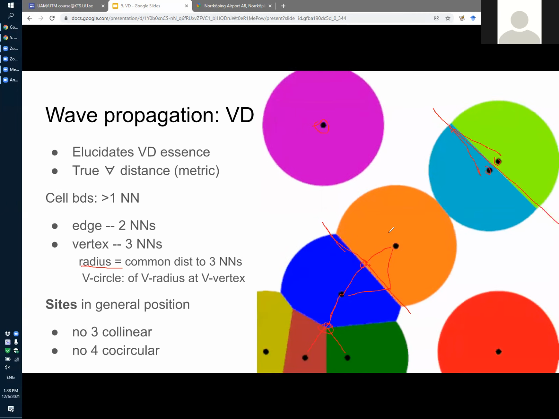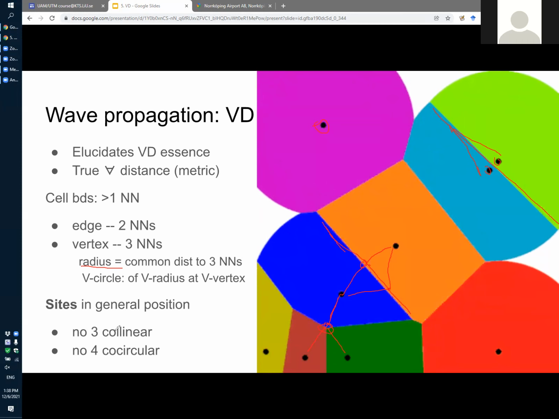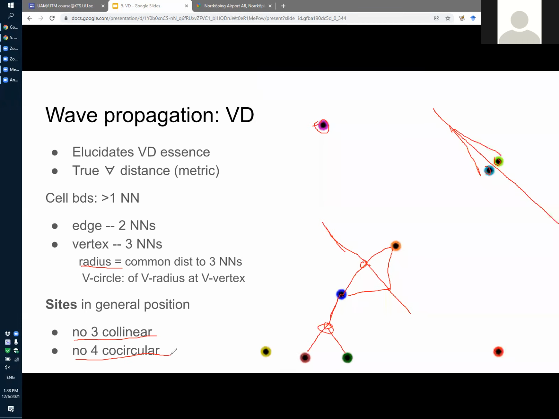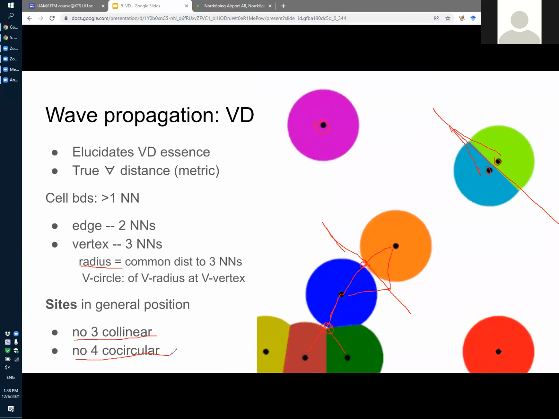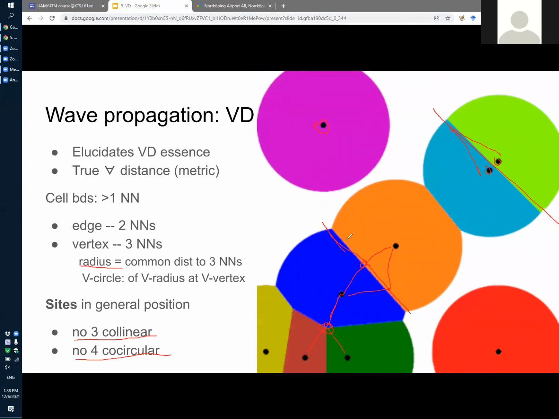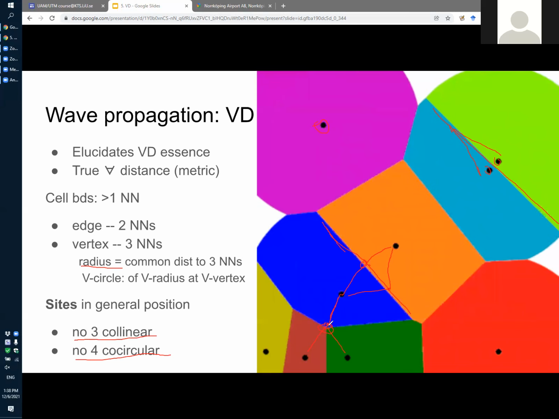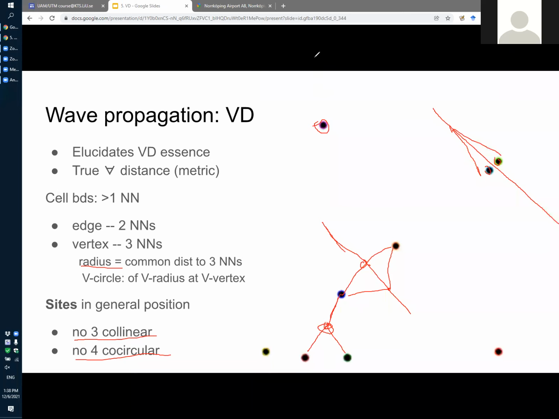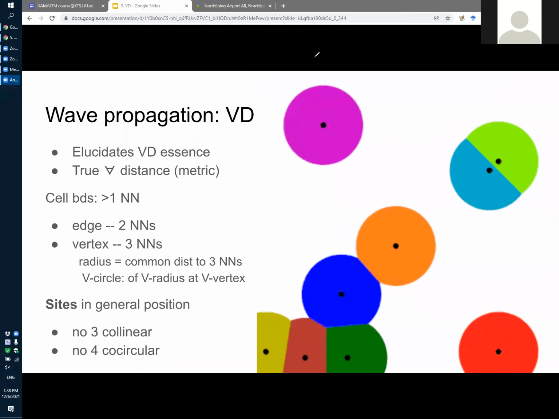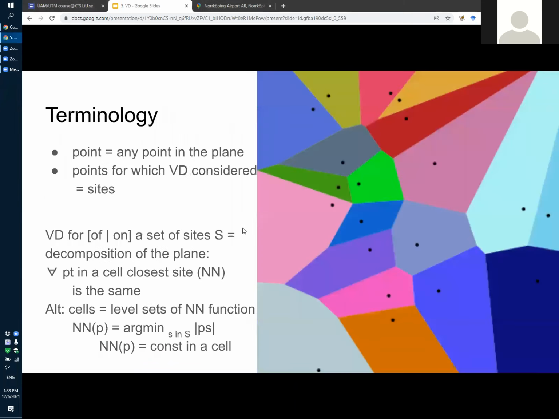I'll have a single slide on terminology next. And we will assume that no three of them are collinear, no four of them are co-circular, so that there are no degeneracies. And yeah, for instance, we always have only three nearest neighbors for any point, never four. Okay, so that's about the edges and the vertices of the Voronoi diagram.